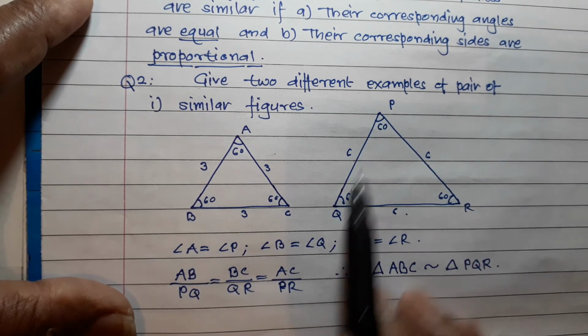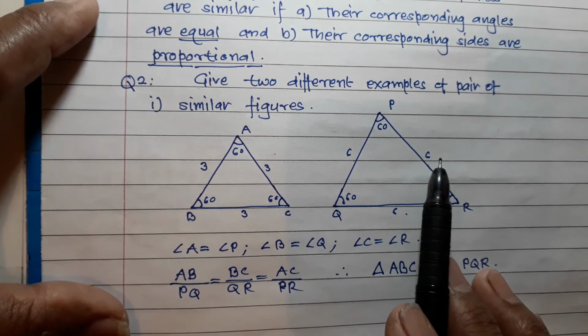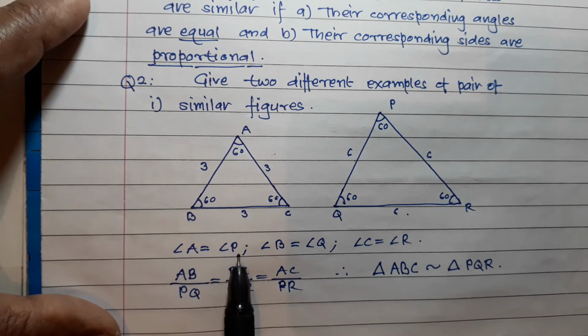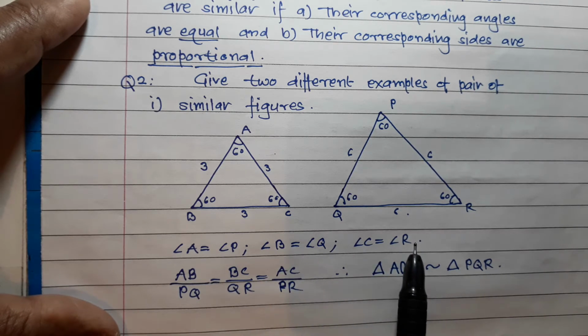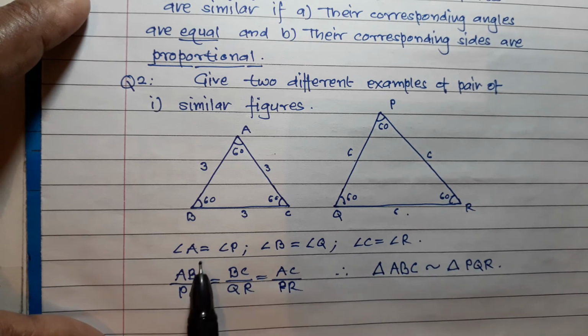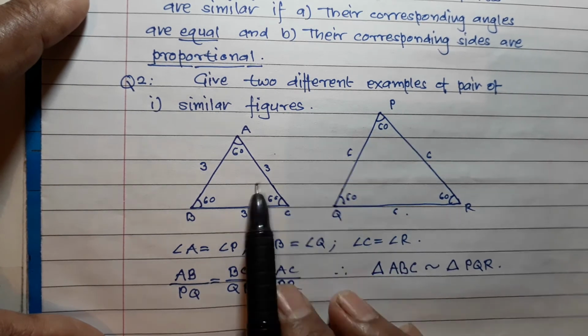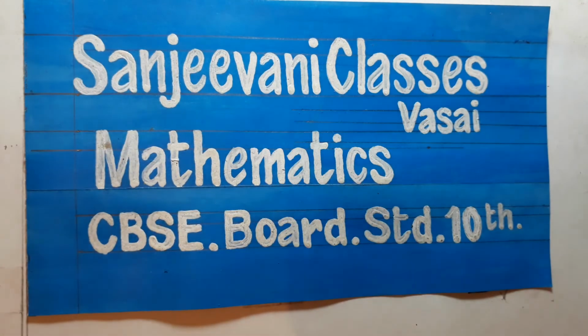Here I take PQ is equal to 6 and therefore QR and PR are also equal to 6, and therefore angle A is equal to angle P, angle B is equal to angle Q, angle C is equal to angle R, each of 60 degrees, and AB upon PQ is equal to BC upon QR is equal to AC upon PR, and hence these two triangles are similar. Okay, now similarly you take some other figure.